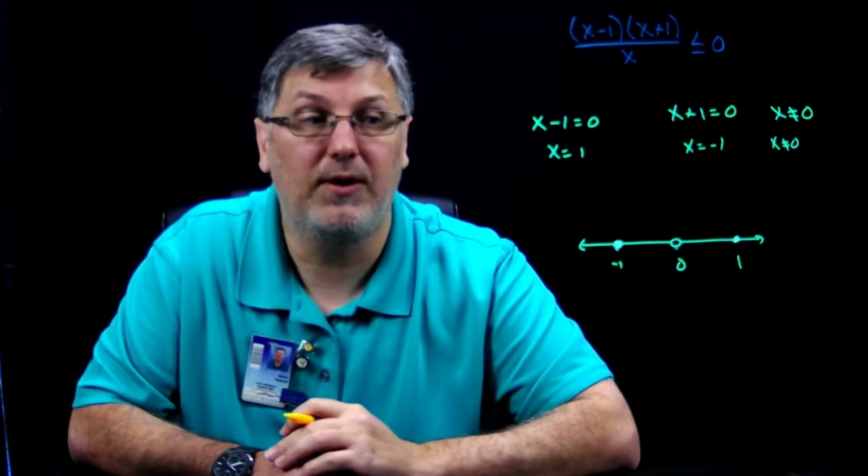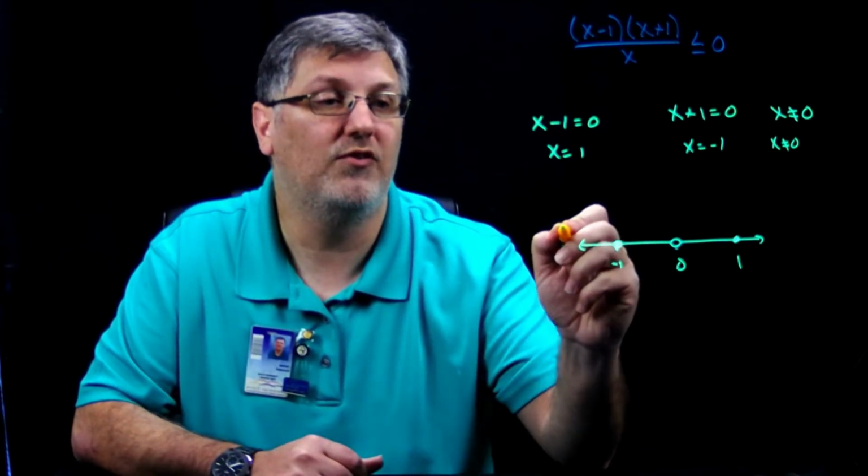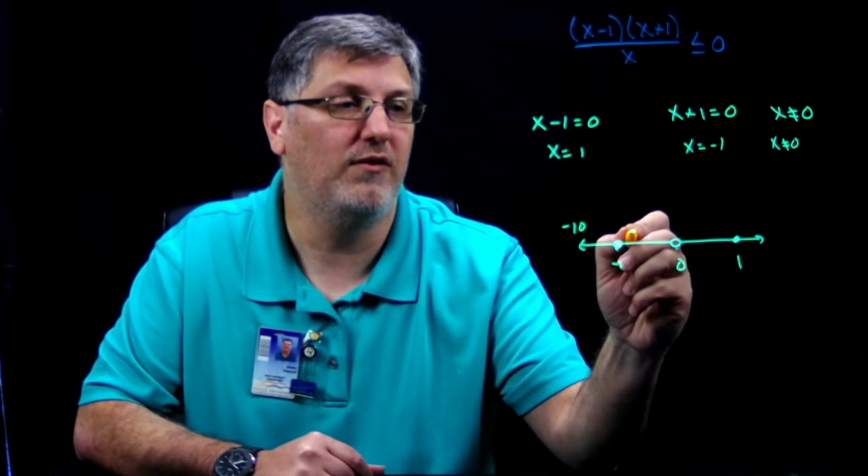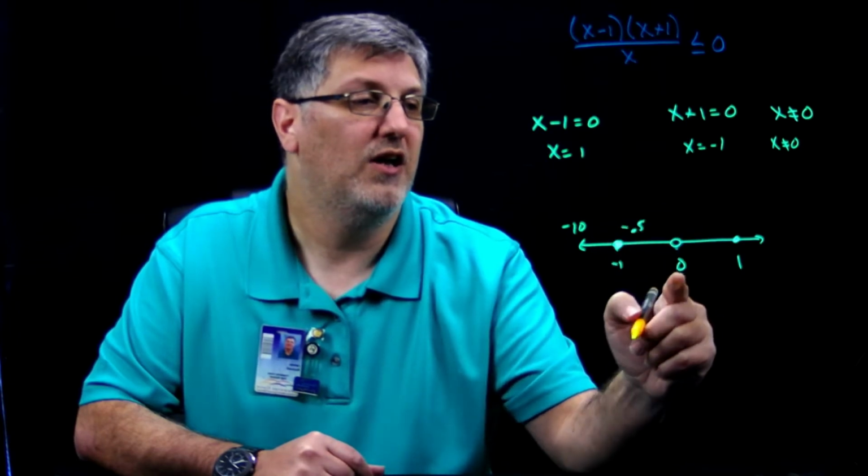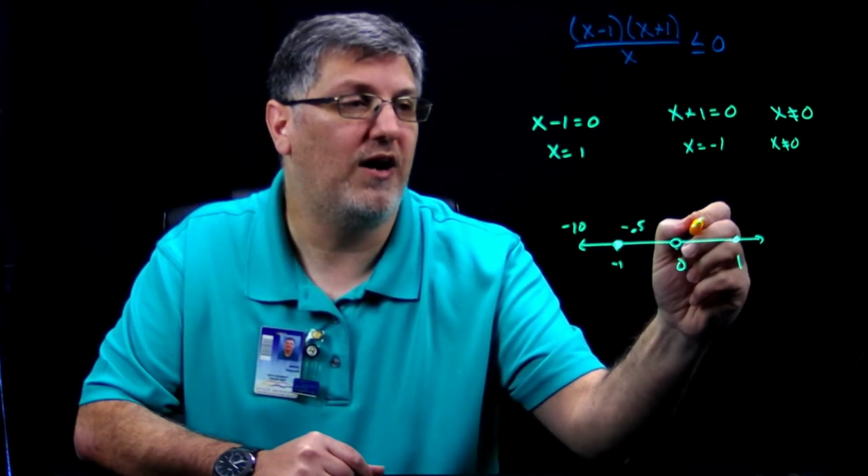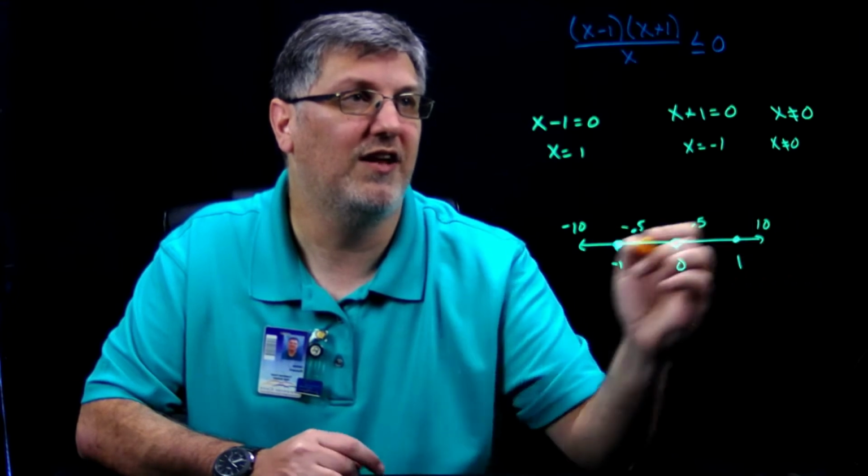And now I'm going to pick some test values. I need a number less than negative 1 that's easy to do math with, which is negative 10. A number between negative 1 and 0 that's easy to do math with, well, I like negative 0.5. Between 0 and 1, I like 0.5. And then greater than 1, I like 10.